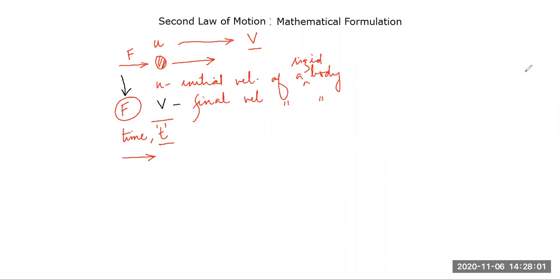Let's say there is a car. You can apply force on a car for some time. Okay, so now let us read again. What was the statement of the second law of motion? Pranav, please read the statement. I think you have written. Any student can read the second law of motion.